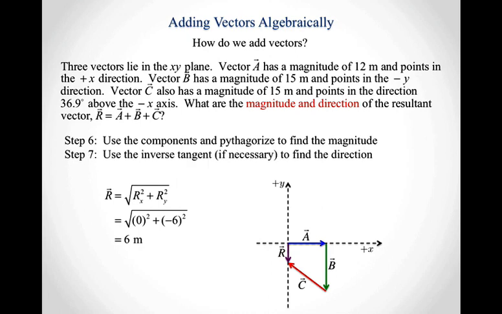Step 7, if I also want the direction, I might need to use the inverse tangent to find the direction. But in this case, what I'll notice is the inverse tangent here isn't really what I need. I just need to recognize that this points in the negative y direction. If vector r had two non-zero components, I would use the inverse tangent. But because one of its components is 0, I know it lies along one of my coordinate axes, and so it's easiest to just explain that in terms of which direction it points relative to x or y.